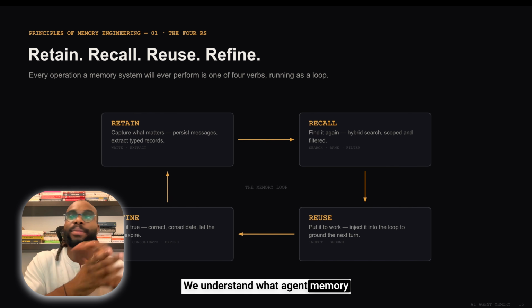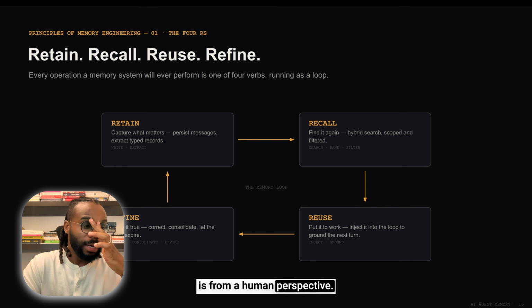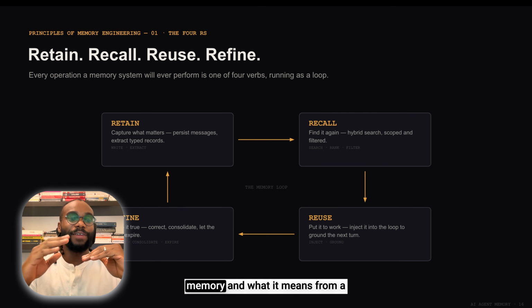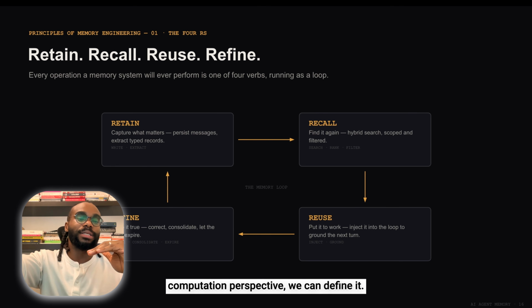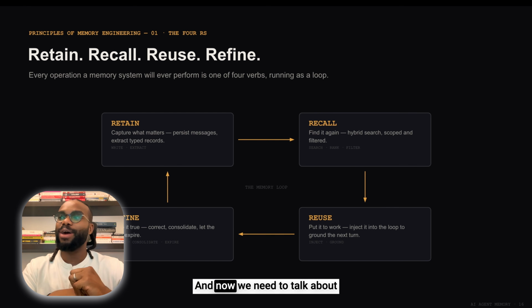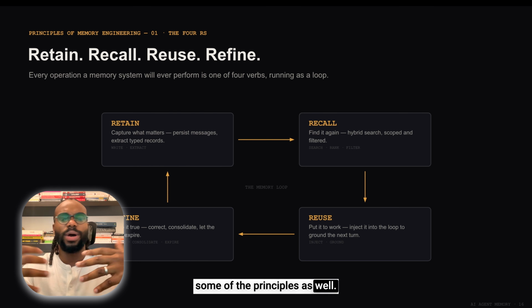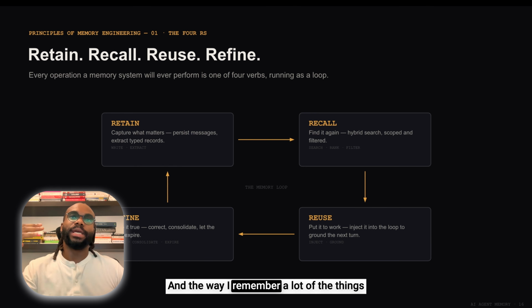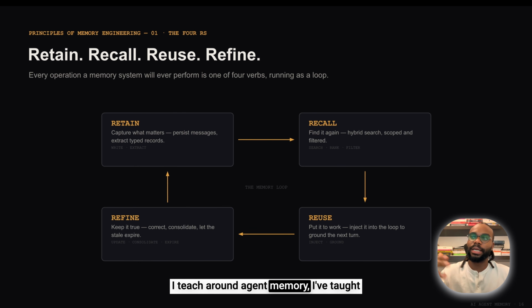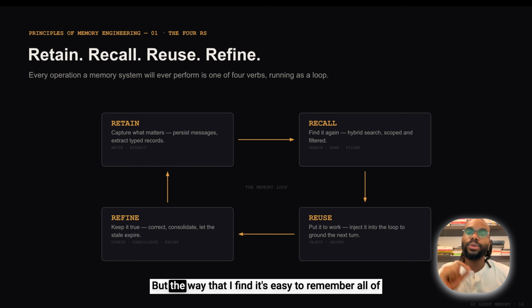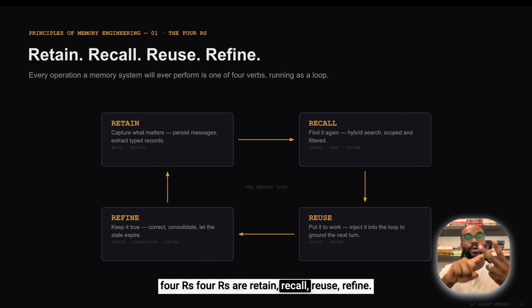Time to talk about the principles of memory engineering. We understand what agent memory is from a human perspective. Now we also understand agent memory and what it means from a computation perspective. We can define it. And now we need to talk about some of the principles as well. I've taught agent memory for the past 3 years now, and I've taught in different platforms. I've spoken about it, did a bunch of podcasts, all the good stuff. But the way I find it's easy to remember all of the memory engineering is something I call the 4 Rs. The 4 Rs are retain, recall, reuse, refine.